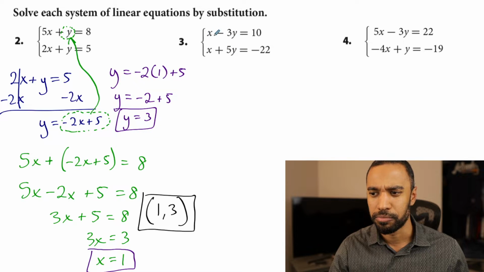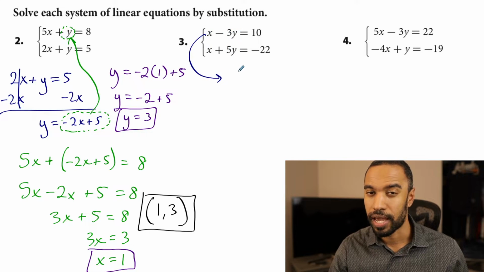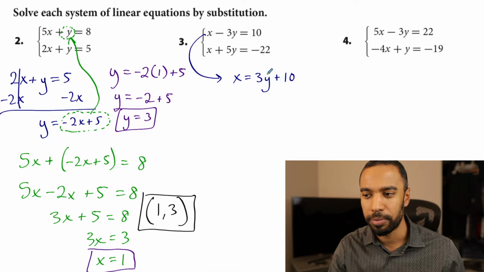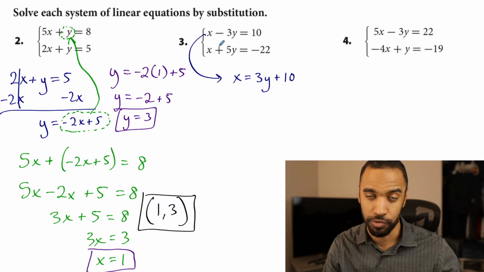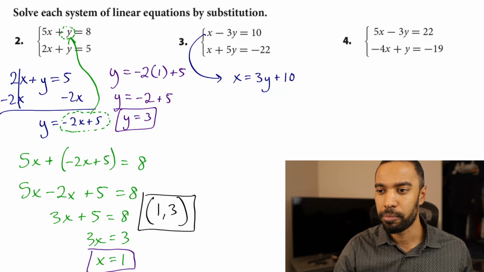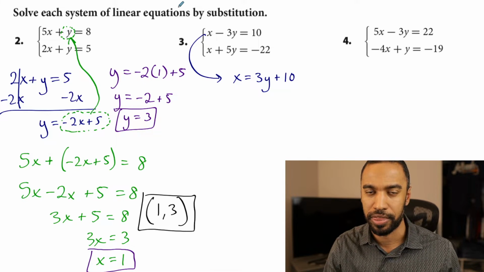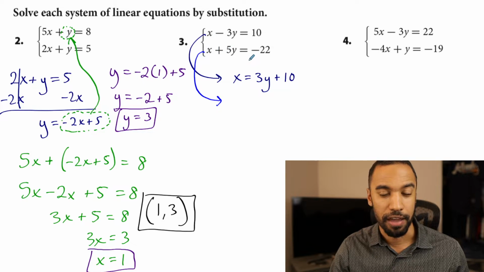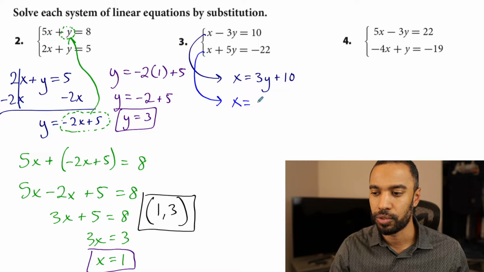And actually with this problem too, if I take the top equation, I add 3y to both sides. I'm going to get x equals 3y plus 10. I'm going to go ahead and for this problem, even though I could substitute 3y plus 10 into this equation, and if you want to do that, go ahead. Let me show you a different approach. It's something called the equal values method. It's a method of substitution where I'm going to rewrite this equation and solve for x as well by subtracting 5y from both sides, and I'll get x equals negative 5y minus 22.